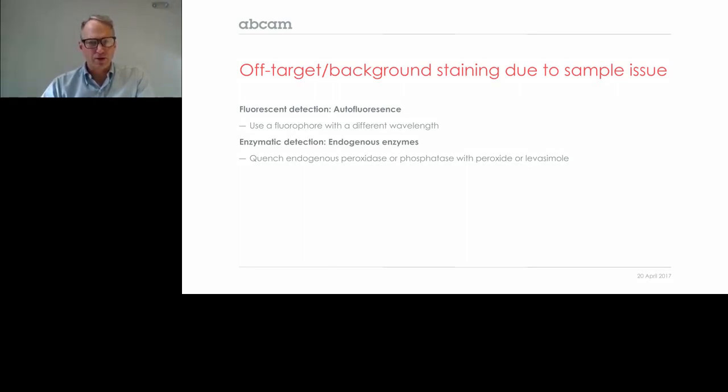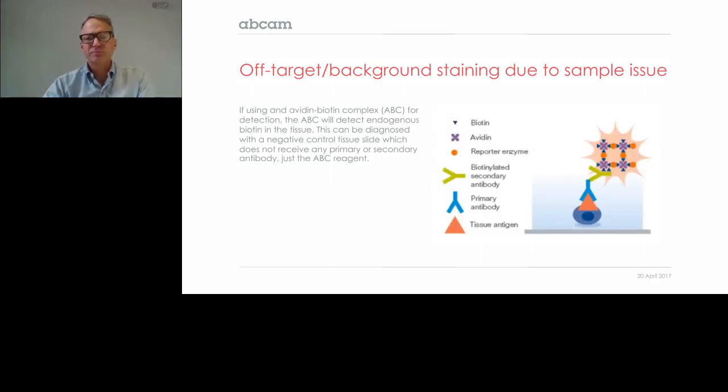Another issue would be with enzymatic detection, endogenous peroxidase or phosphatase. You can quench the peroxidase with peroxide, or the phosphatase with levamisole. But yeah, the remedy for the autofluorescence, which I didn't mention, was to simply use a fluorophore with a different wavelength. Sometimes just moving from green to red will remedy that.